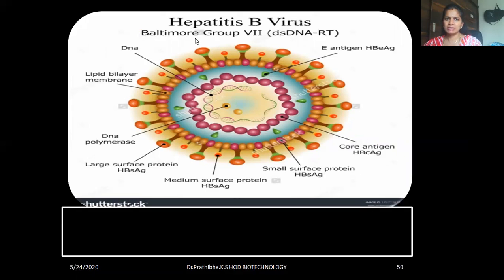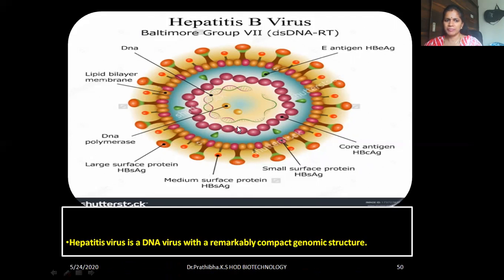Hepatitis B virus, Baltimore group 7, double-stranded DNA RT. Here you can see the e antigen, HBe antigen, core antigen, HBc antigen, the small surface protein HBs antigen, and the medium surface protein HBs antigen. And also you can see the large surface protein antigen. Then DNA polymerase. Here you can also see the lipid bilayer membrane. Inside you can see the DNA.